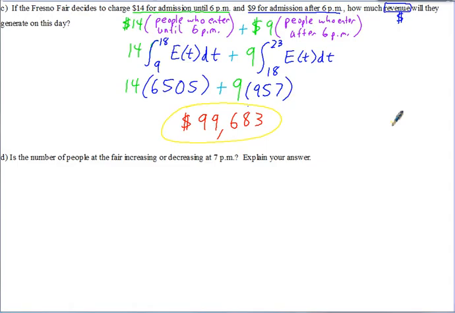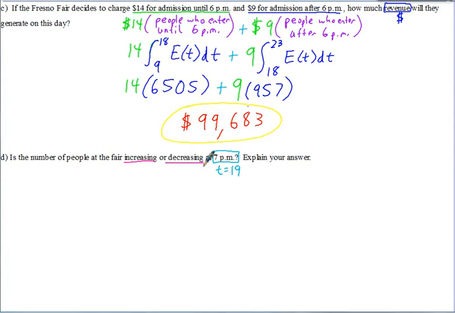Okay, let's look at the next part. Part D says, is the number of people at the fair increasing or decreasing at t equals 7 p.m.? So 7 p.m. is 7 hours afternoon. So 12 plus 7, corresponding to t equals 19. So now we're looking at one specific time, to see if the number of people in the fair is increasing or decreasing. So what you need is a derivative of the number of people in the fair, which the overall derivative is E of t minus L of t.